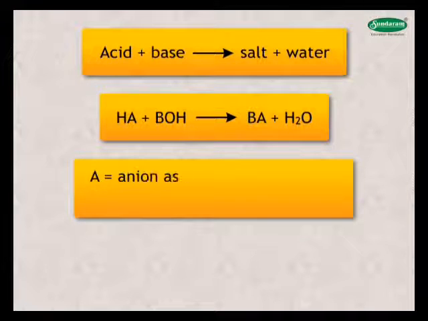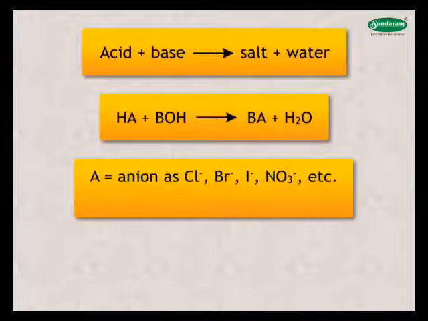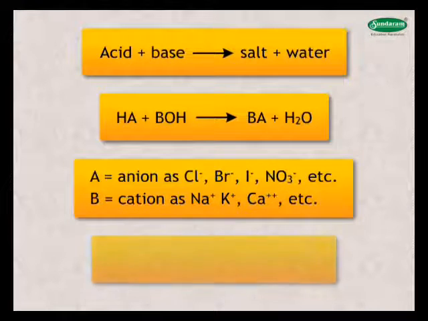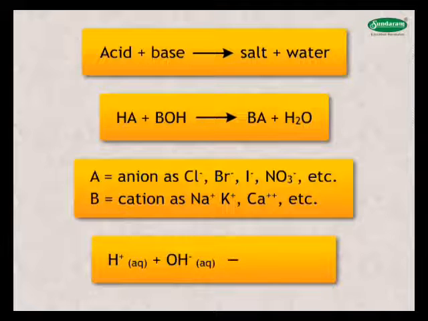A is equal to an anion as in Cl-, Br-, I-, NO3-, etc. B is equal to cation as Na+, K+, Ca++, etc. The H+ ions of acid and OH- ions of alkali react with each other to form unionized water.